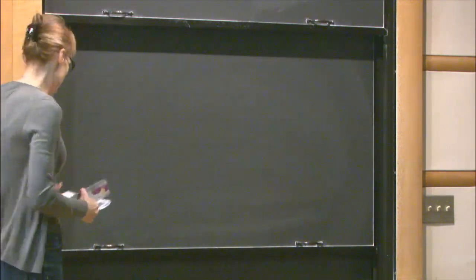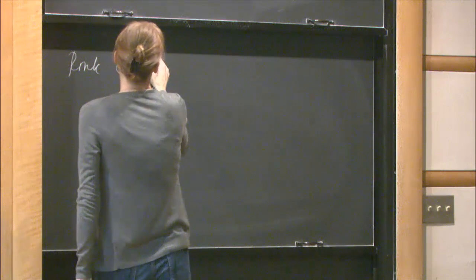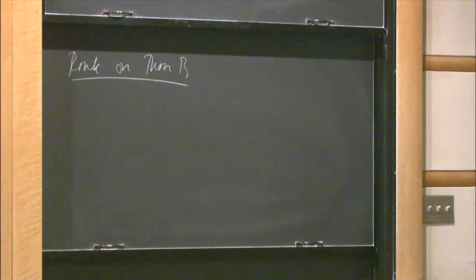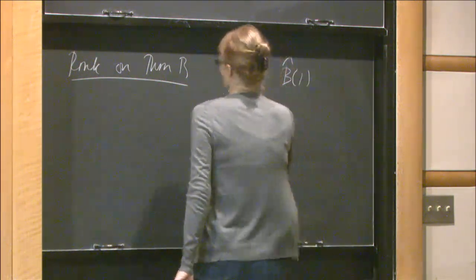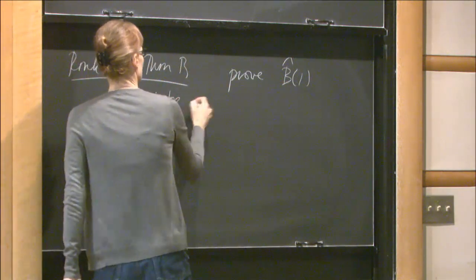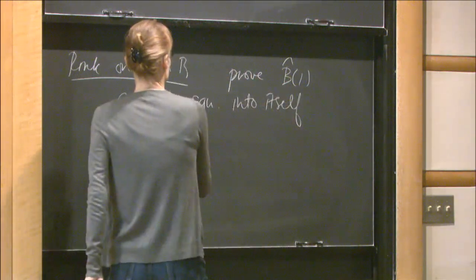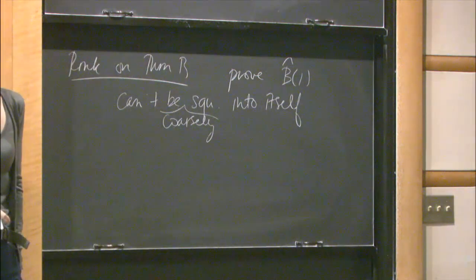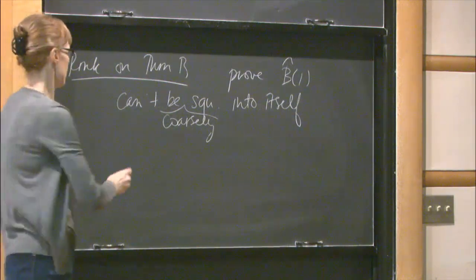So I should just make a comment about this theorem B of EKP. What they actually do is they prove that B̂1 can't be squeezed into itself, I should say coarsely. And then they use a covering space argument to derive the statement for all integer R.